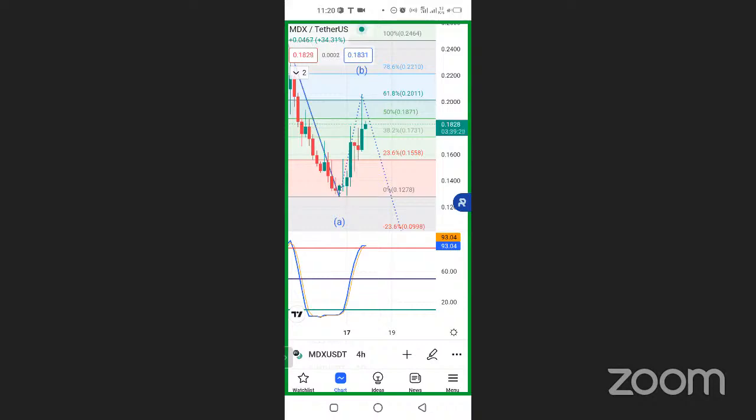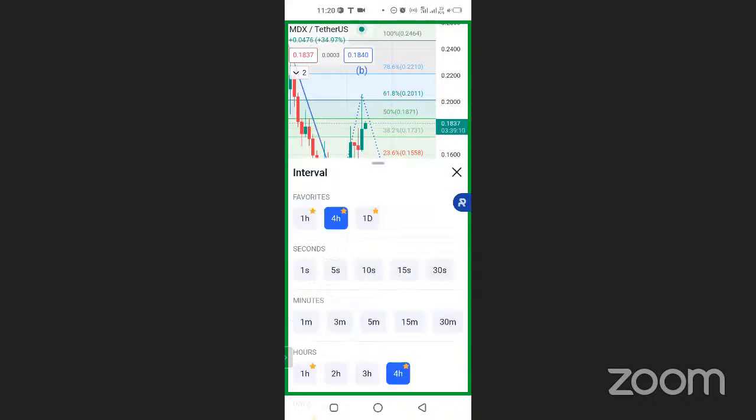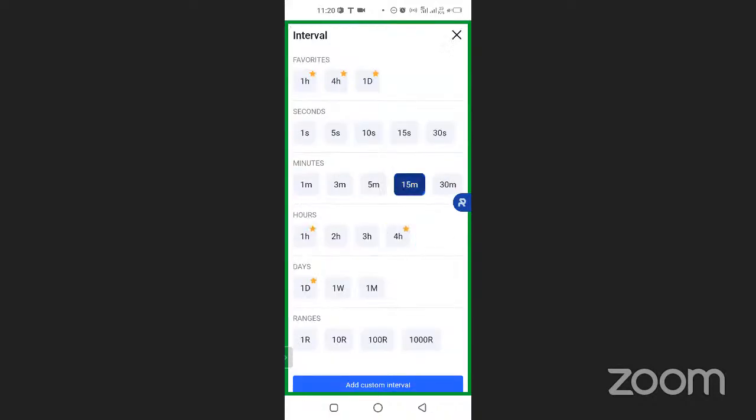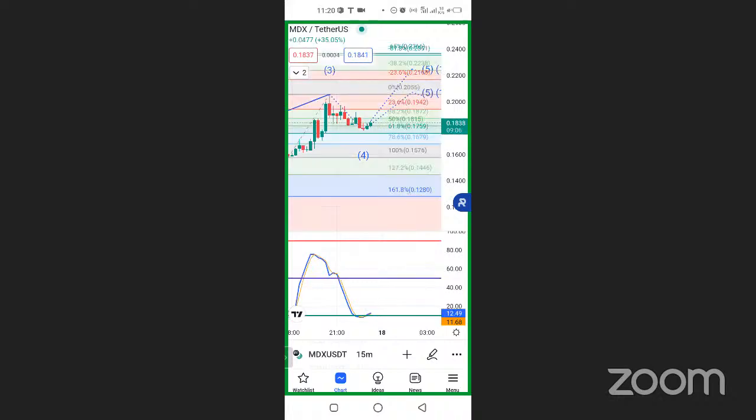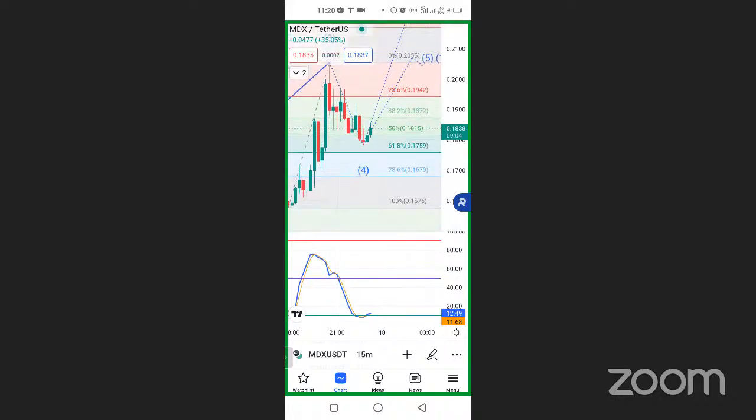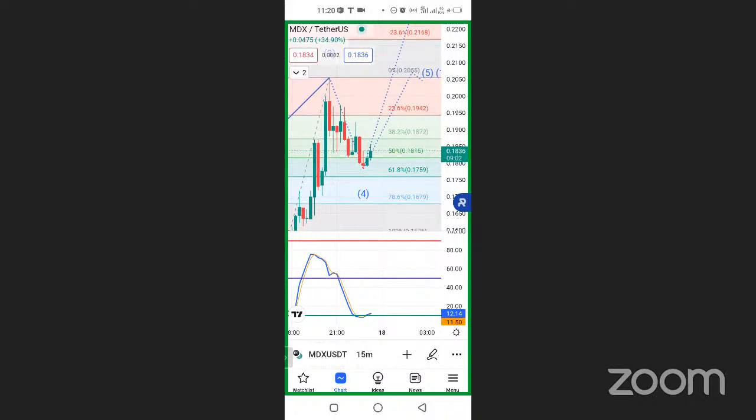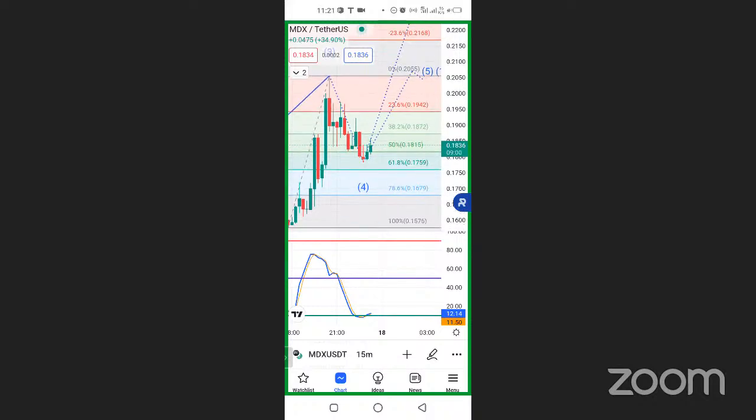Because the stochastic is refusing to bend down, it will go back to 50. It will touch it because it's refusing to go down. But like I said, if you have mastered the game with practice, then you can enjoy such trades. You see this one? You can trade it with practice because you will now find it much easier.